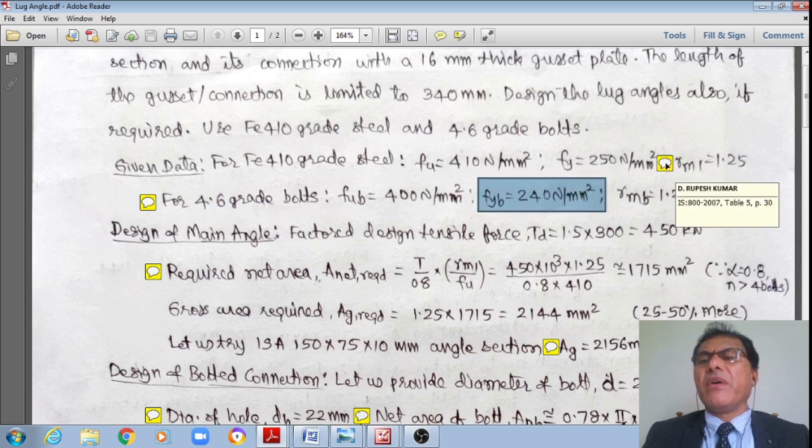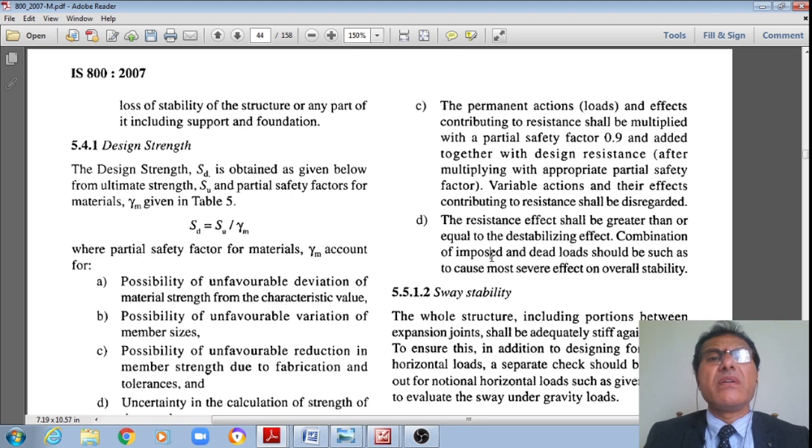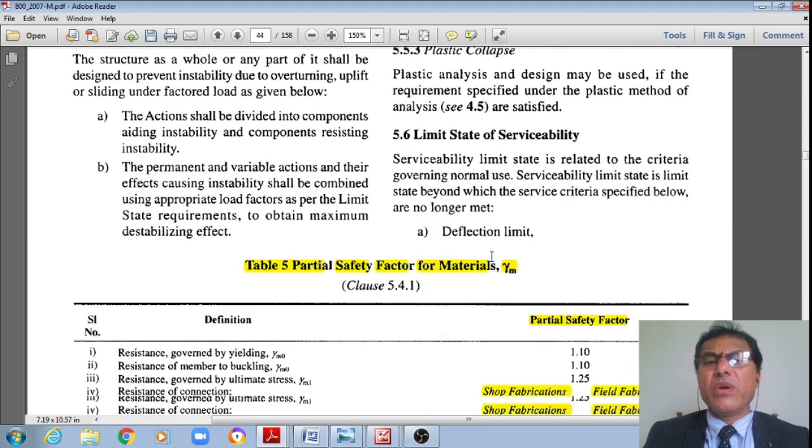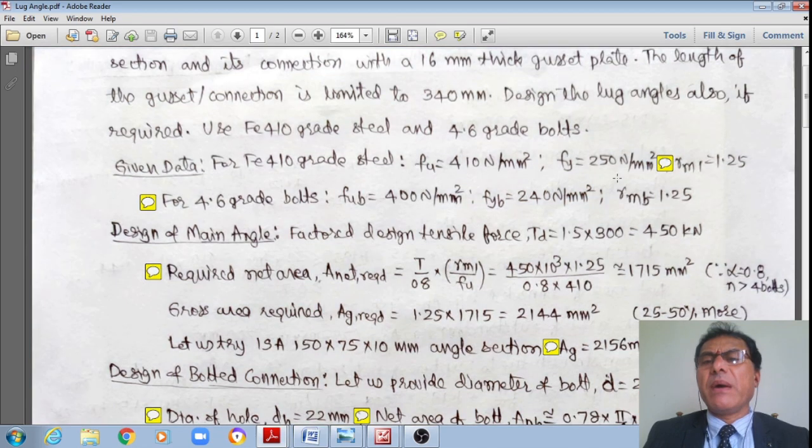And also from Table 5 on page number 30, I have the partial safety factors. Gamma m0 is equal to 1.1, whereas gamma m1 is equal to 1.25, as we have just seen. For the bolts, for shop fabrication it is 1.25, whereas for field fabrication it is also 1.25. And for bolts in bearing, gamma mb is equal to 1.25. Either in bearing or for bolts in friction, in both cases it is 1.25. Therefore, I am noting down that value: gamma mb is equal to 1.25.